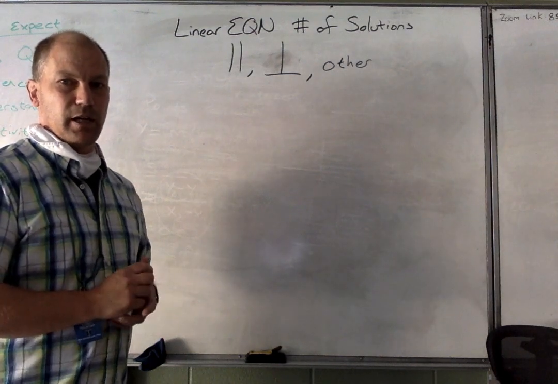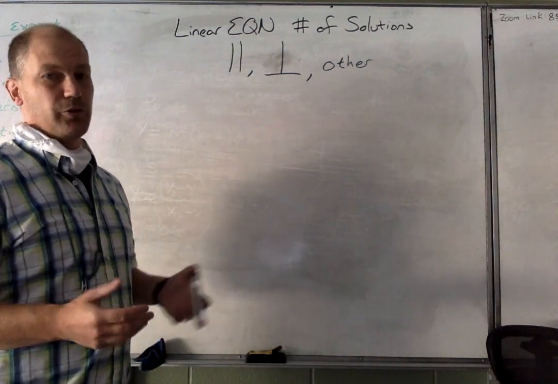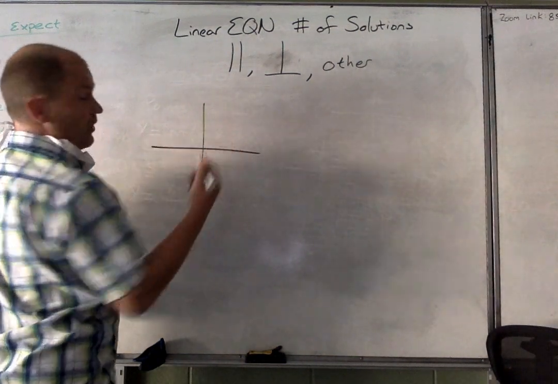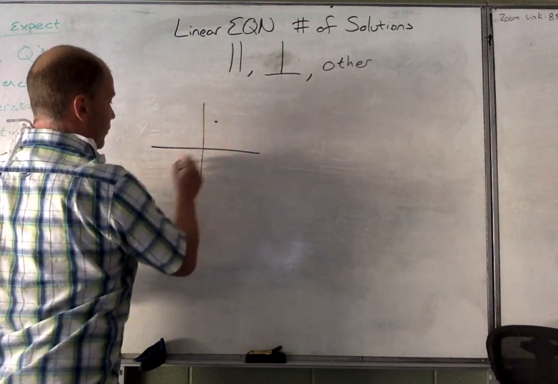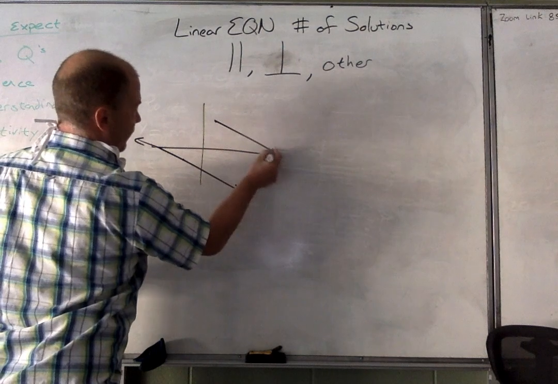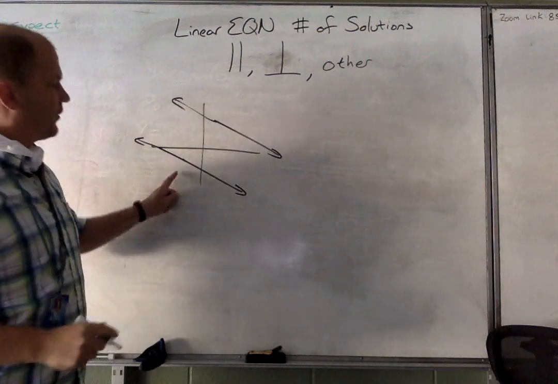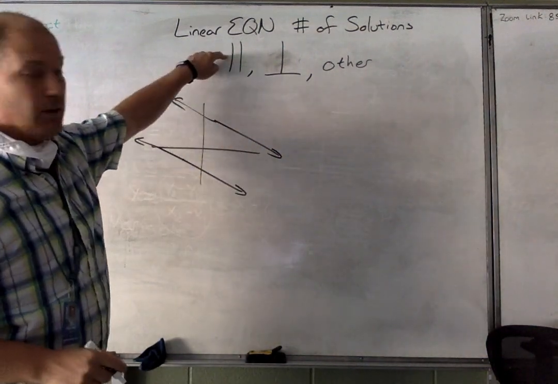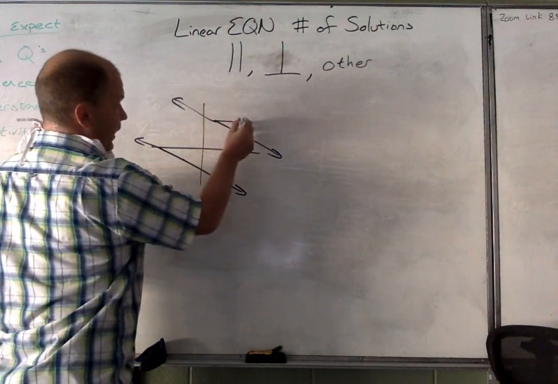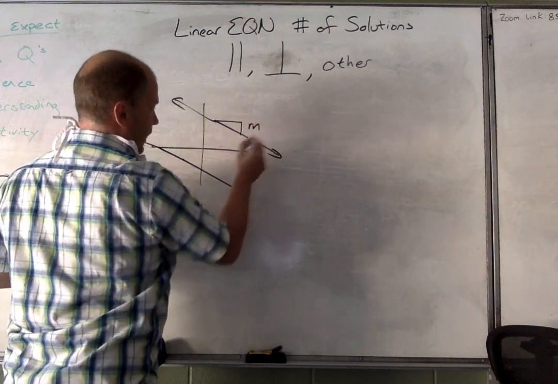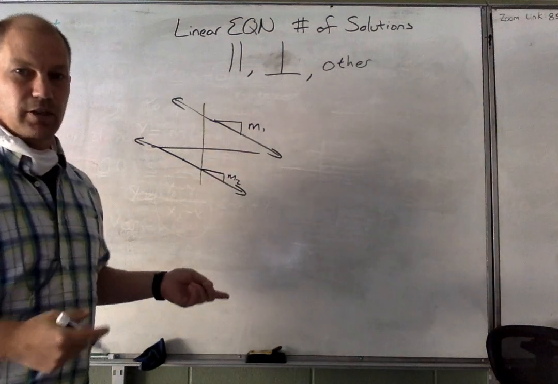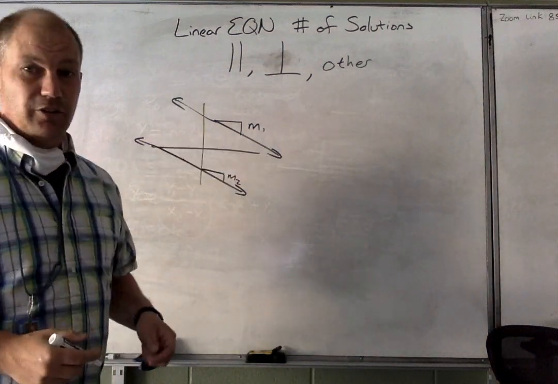Last, I want to talk about linear equations and the number of solutions that they might have, and how to tell. If you have two linear equations, and let's say that they would graph like this, we could say that these equations are parallel. And if they're parallel, we would know that they're parallel because they have the same slope. M1 would have to be the same as M2. And if these two slopes are the same, then these lines are parallel.